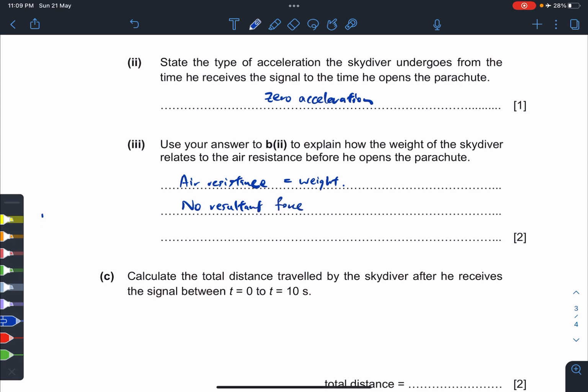Recall F resultant equal to MA. So if there's no resultant force, that means there is no acceleration as well. That's why earlier on they talk about it being constant speed. Constant speed means there's no acceleration, which means there's no resultant force.